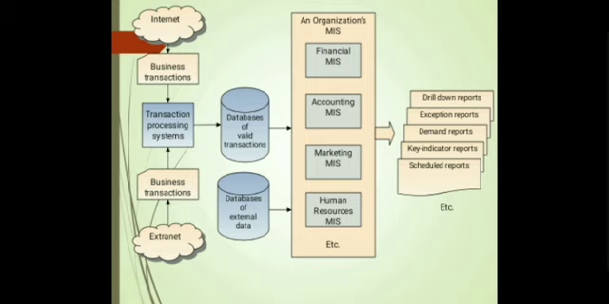Marketing management information system helps you with the product subsystem, price subsystem, place subsystem, and promotion subsystem. It helps you to undertake the marketing strategy, that's the four P's of marketing.